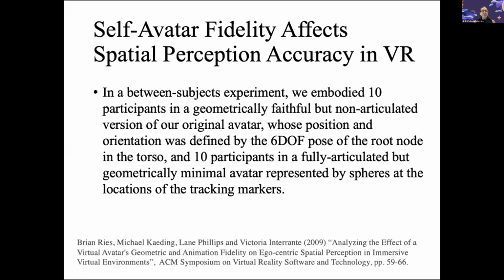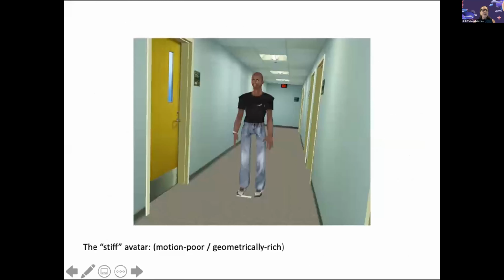You're probably familiar with these point light displays. So it was sort of inspired by that, where you could see the spheres moving as you moved, but there was really no geometry there. And then the other participants were divided into the other conditions to fill out all of the data points we needed. So this is what the stiff avatar looked like.